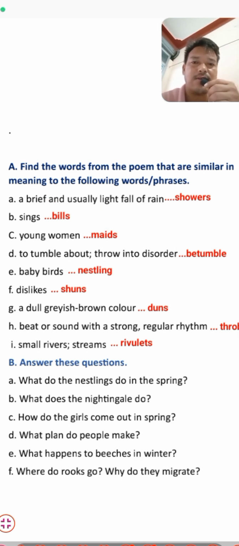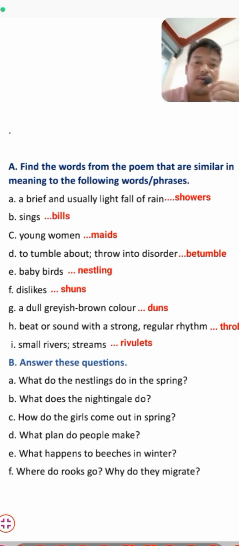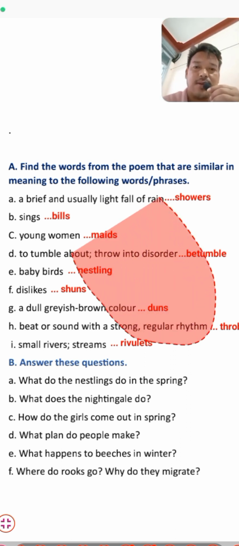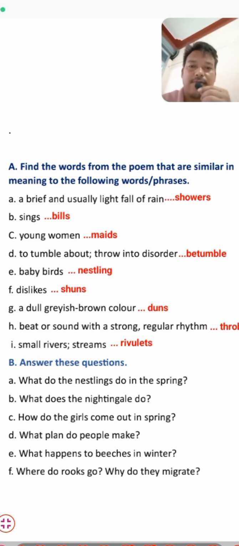A brief and usually light fall of rain is shower. Young woman is maid. To tumble about is to tumble. Baby bird is nestling. Dislike is shun. A dull grayish brown color is dun. Beat of sound with a strong regular rhythm is throb. And the last one, small river or stream, is rivulets. All these are words, students, which we have taken from the text, and you can write from here.